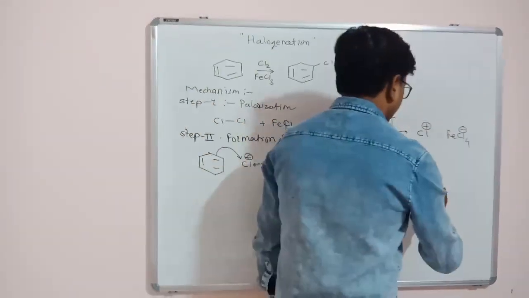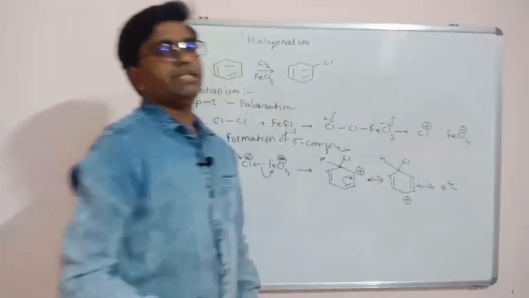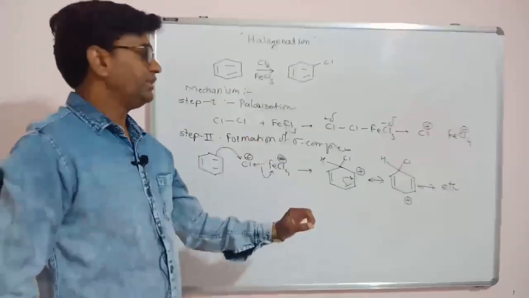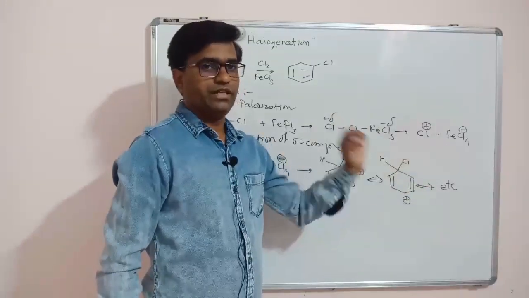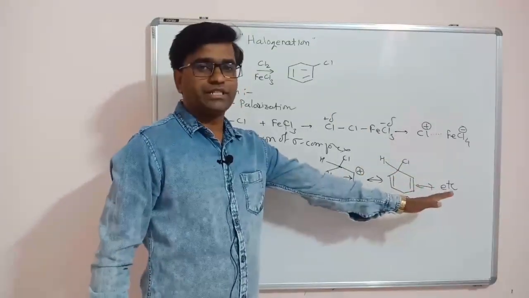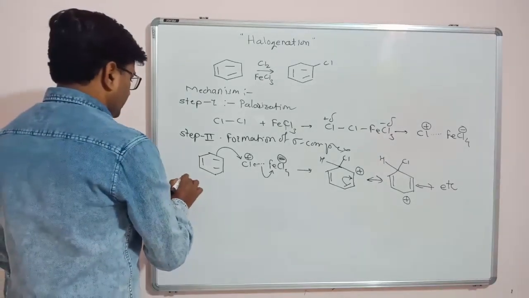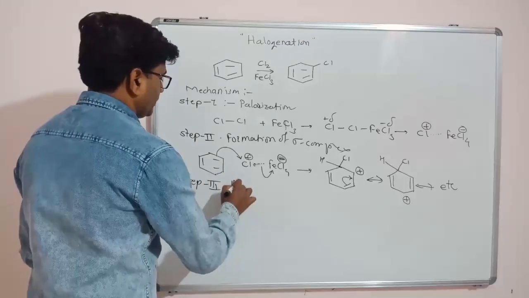In a similar manner, we can write the next structure of the aromatic ring. So this sigma complex is very stable because of the resonance effect. It has three resonating structures and a resonance hybrid. Step 3 is aromatization.